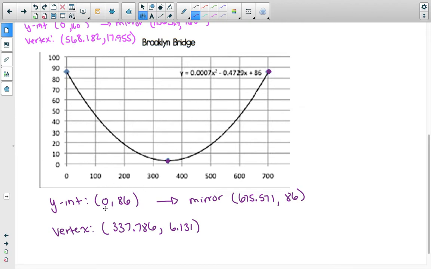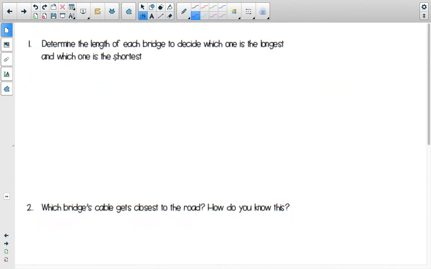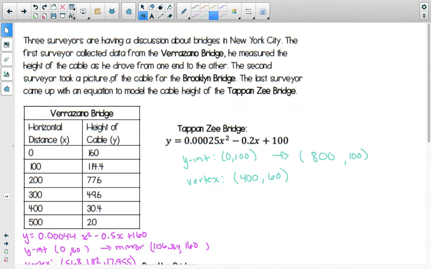So let's go and answer some questions based off of all of this information. First question says, determine the length of each bridge to decide which one is the longest and which one is the shortest. So to determine the length, that means we're going to use that mirror of the y-intercept. So the mirror of the y-intercept for the Verrazano Bridge was 1136.364.